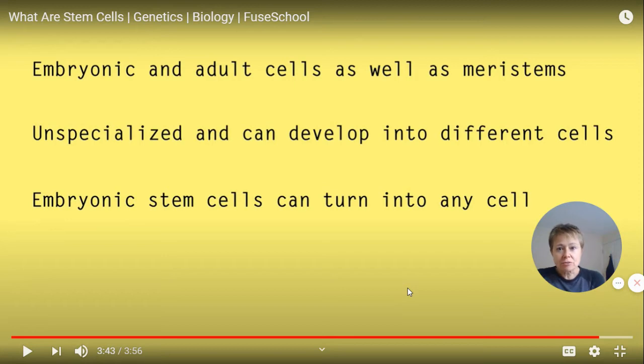Adult stem cells, which was the next bullet point on the screen, can generally turn into 1, 2, or maybe 3 types of cell. So they're useful, but they're not as useful as the embryonic stem cells. Of course, they're much easier to get. We can extract them from people.